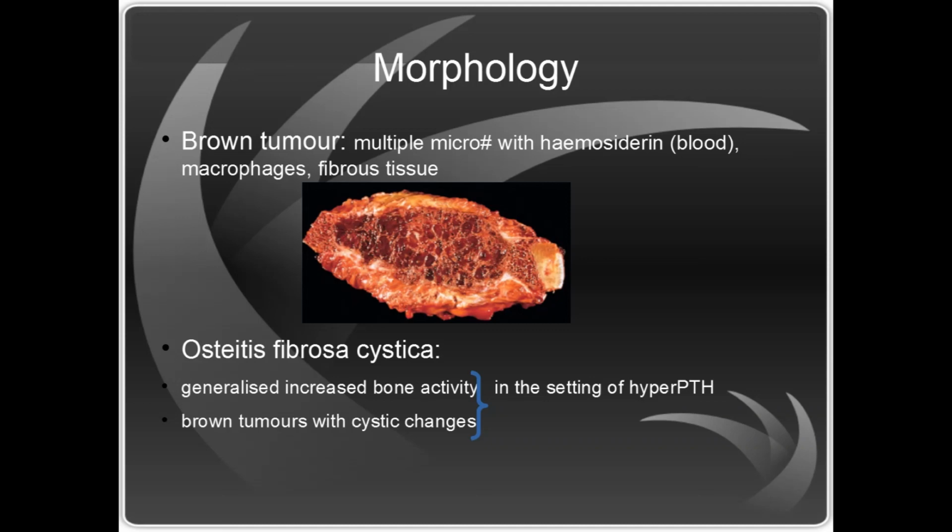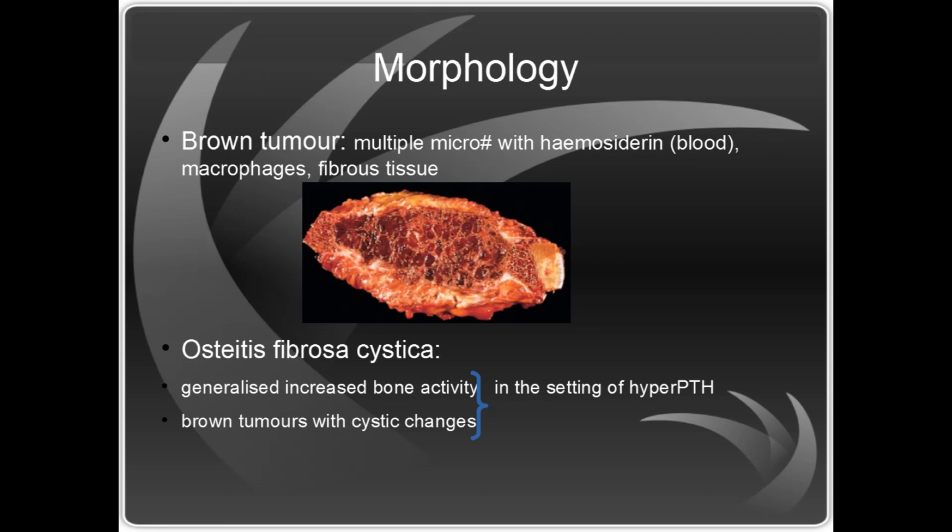Eventually, this entire lesion can undergo cystic degeneration. Multiple small spaces can develop within it. And also, since blood and hemosiderin is being collected, macrophages will come and try to eat it up. And along with macrophages, some fibrous tissue also gets deposited. So this entire spectrum comprises what is known as the brown tumor. And like I said, brown color is because of hemosiderin deposition.